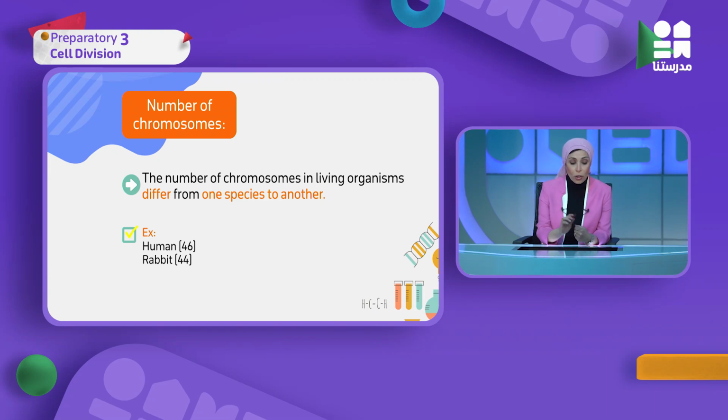Here the human has 46, the rabbit 44. It's just for information, we won't memorize these numbers. The onion, the tomato, each one has a different number of chromosomes, so we can differentiate between different types of species. But the number that you have to memorize well is the number of the human being chromosomes, which is 46 chromosomes.